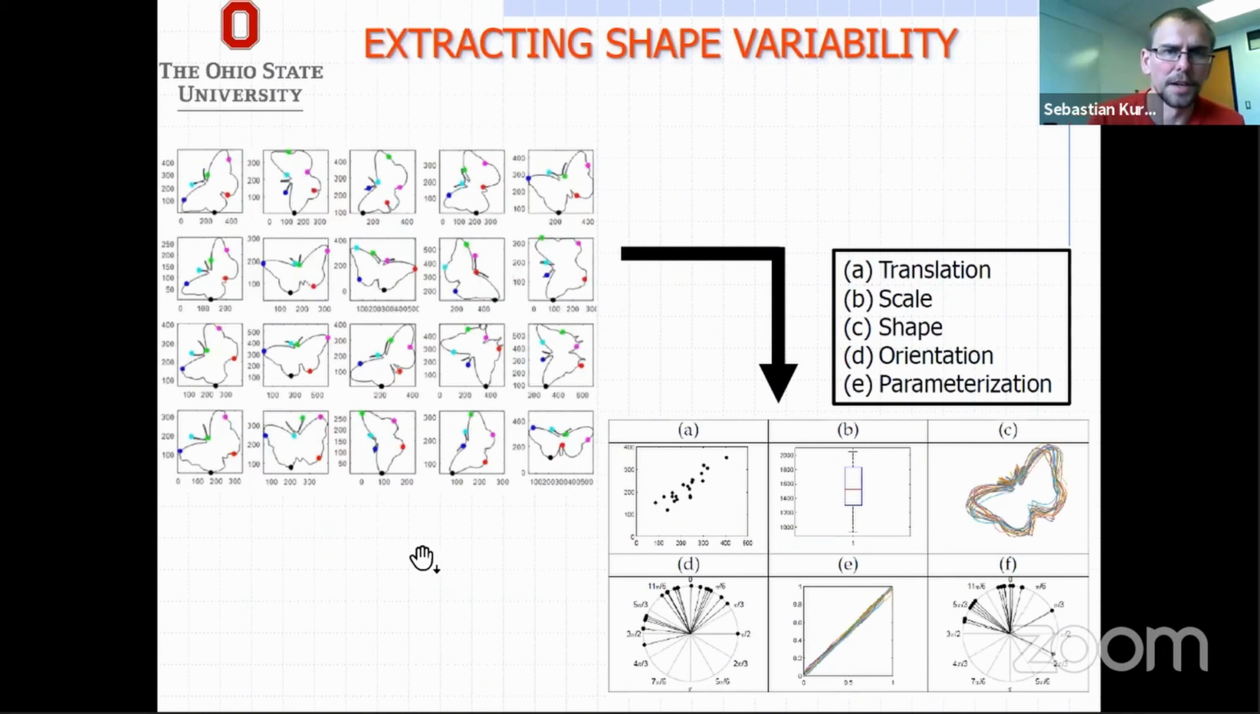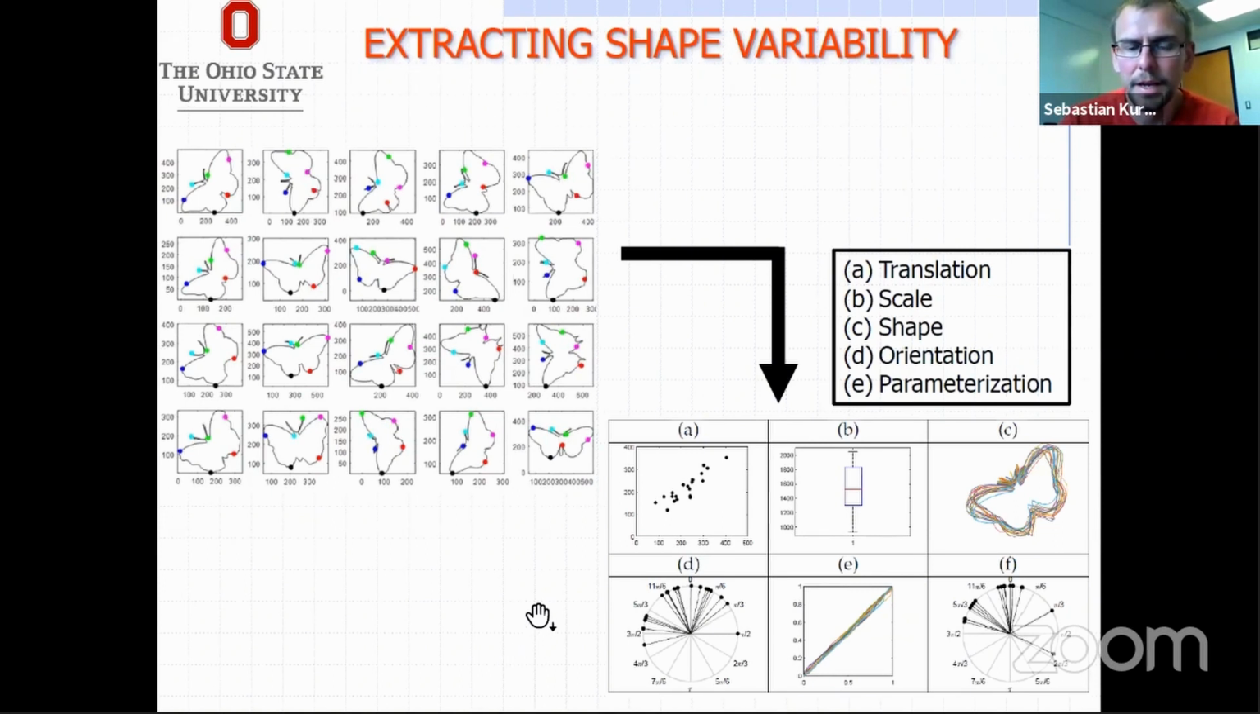Okay, so here's just another picture to show you the idea. I'm given data that's shown here in the left part of the slide. The parameterization component in general is hard to visualize on the original data. So here I've just marked a few points in different colors to show you that the parameterizations can be very different. These colored points actually correspond to each other across the different curves. And then in the bottom, I'm showing you the different components that were extracted from the data.